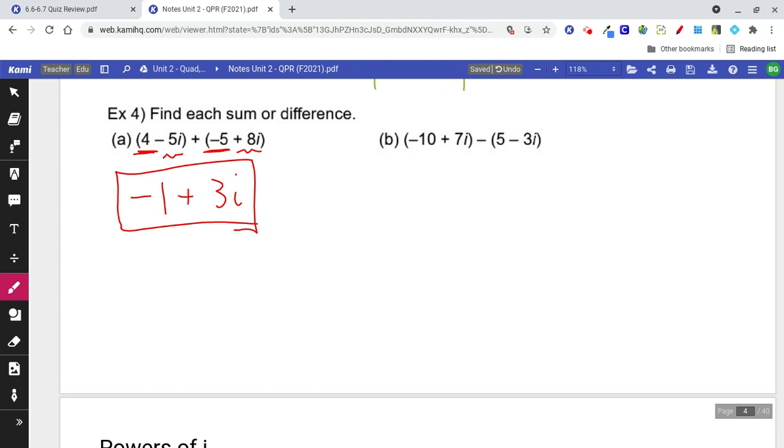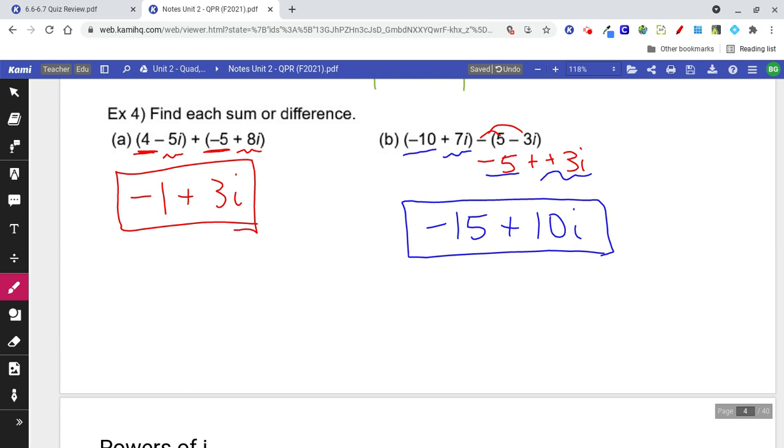The next one, subtraction, is a little bit harder. You've got to remember that you're subtracting both of those pieces. You're subtracting a 5 and you're also subtracting a negative 3i. A lot of people will miss that second negative. So I've got real number part, negative 10 minus 5 is negative 15. And I've got imaginary part, 7i plus 3i is plus 10i.